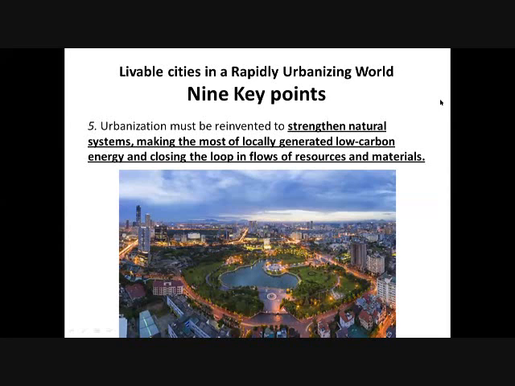Nature is now punishing us due to the climate change, due to the rapid urbanization, to the overcrowdedness, to the many mistakes that we did in our practice on the earth. We need to go back and look at the natural systems, making the most of locally generated low carbon energy and closing the loop in flows of resources and materials.